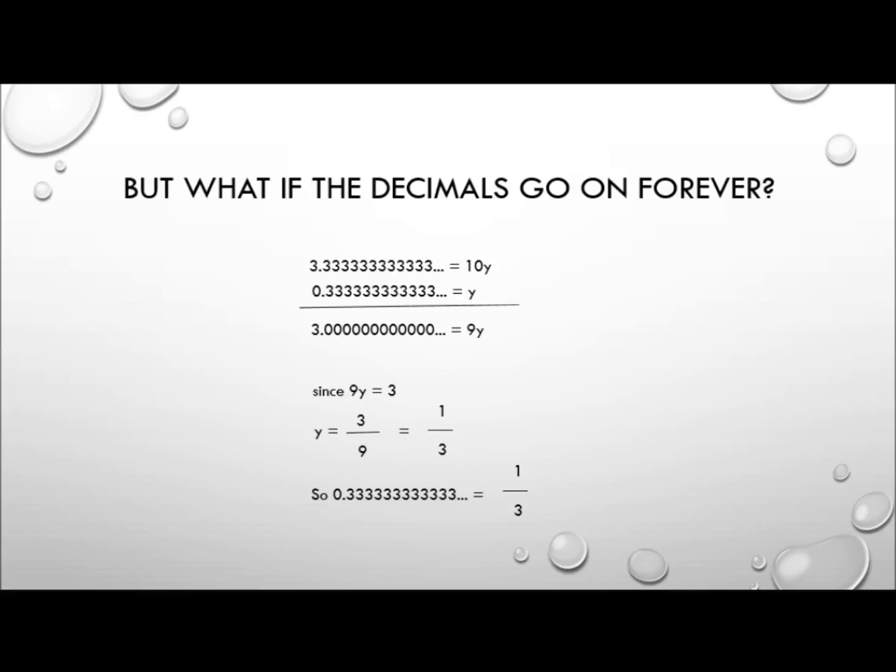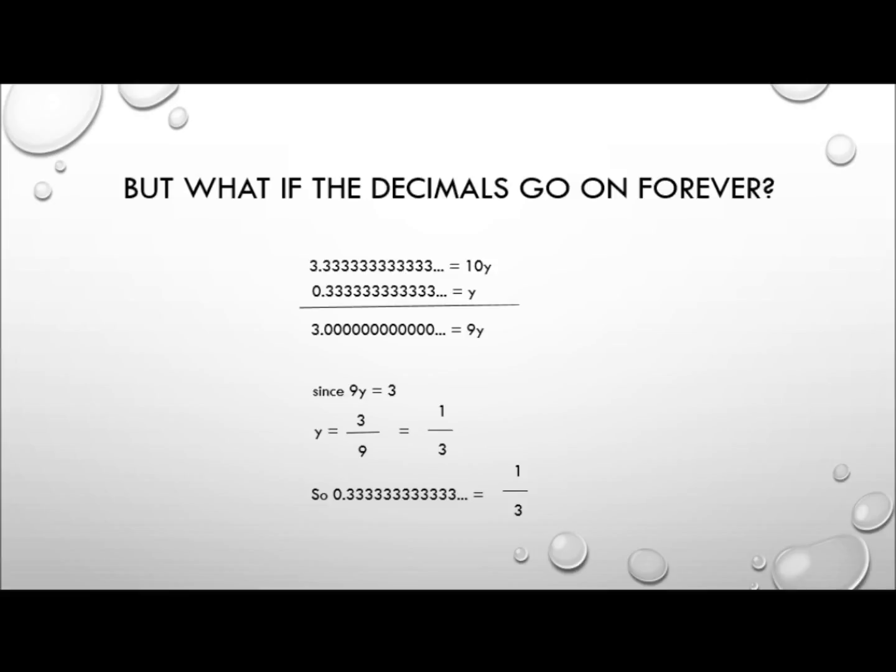and all of those 0.33333333s all cancel out. So we've got 3 minus 0 is 3. 3 minus 3 is 0, 3 minus 3 is 0, and so on for infinity. So we've got a 3, a decimal point, and an infinite number of zeros. Well, a 3, a decimal point, and an infinite number of zeros is just the same as the number 3. So we've actually got 10y minus y, which is 9y, is equal to 3.